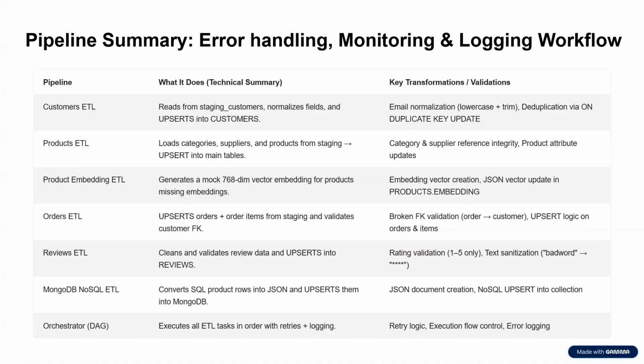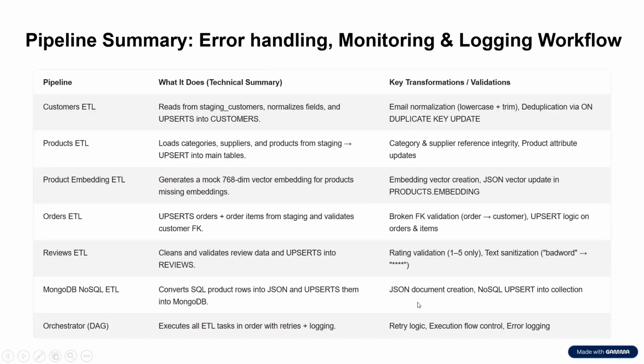So the orchestration pipeline calls all these different pipelines. In the products table, the product ETL enforces category integrity. The orders ETL validates foreign keys, and the reviews ETL sanitizes text and rating values. The product embedding ETL generates placeholder vectors for products which do not have any embeddings created. So it checks which products do not have an embedding, and this ETL will update the embeddings for those products.